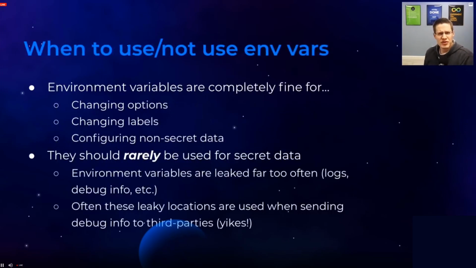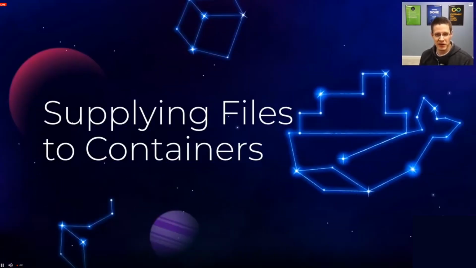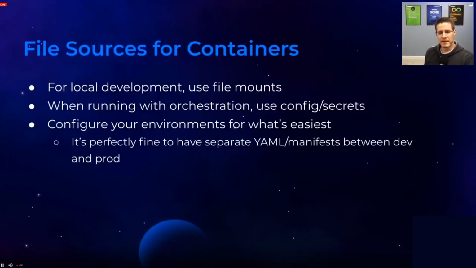So when should you use and not use environment variables? I know there's a lot of debate, but I'm a pretty big stickler about this. Environment variables are completely fine for changing options or labels or non-secret data. Talk about how to actually get files into containers. There are several mechanisms. For local development, just use file mounts.